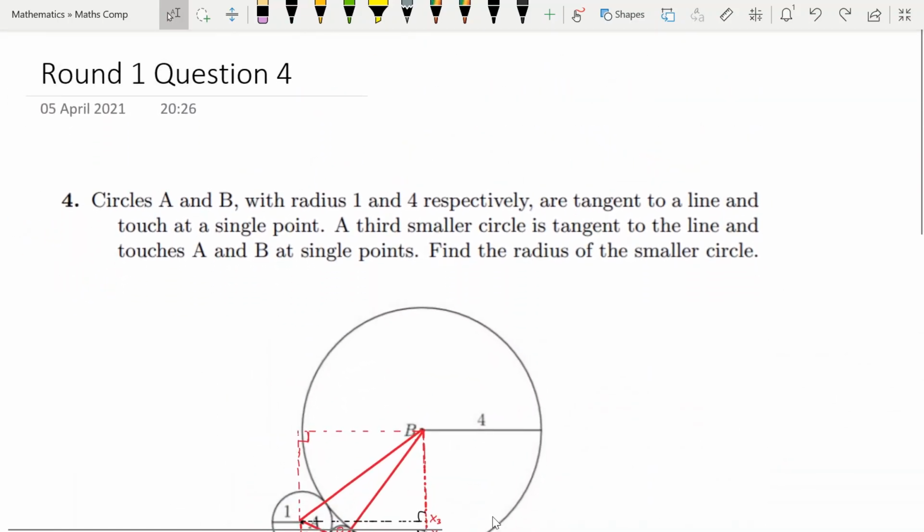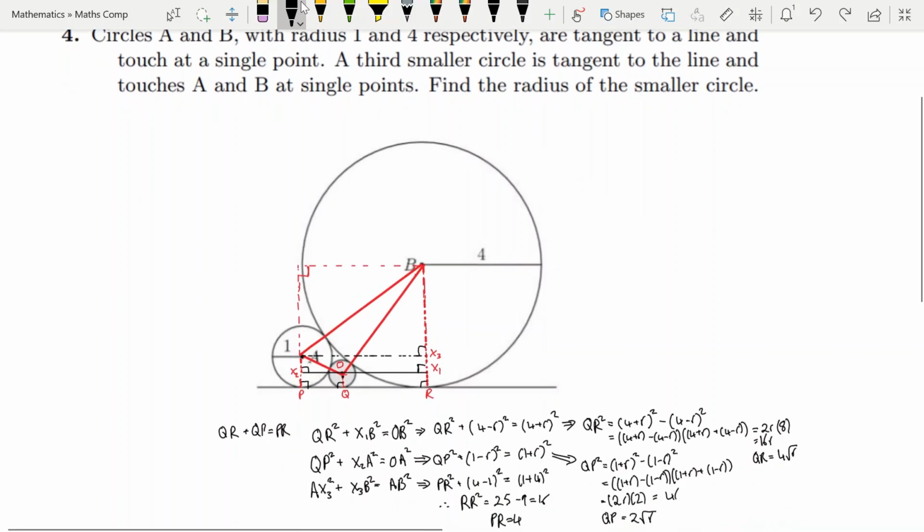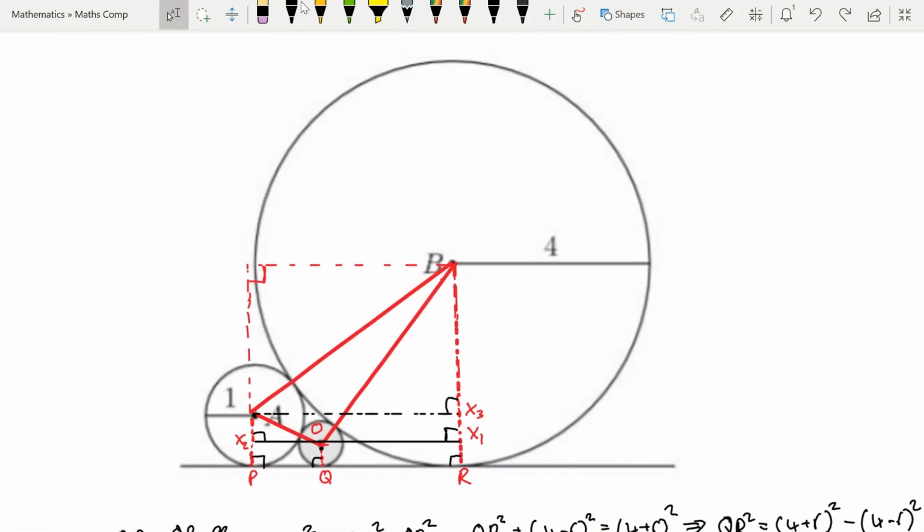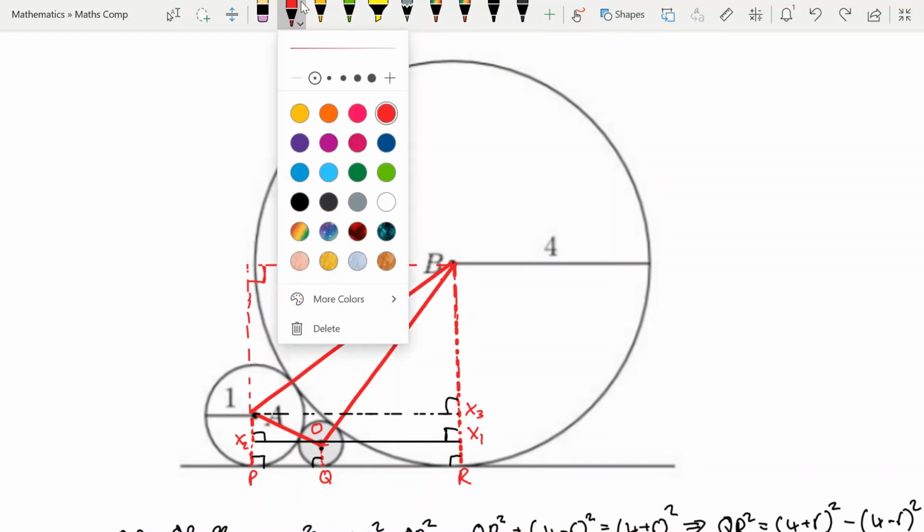Hi, so I'm going to be walking through question 4 of the first round of the Maths Olympiad Teams competition. This is quite a neat problem, and it's to do with circles and triangles. If you didn't get this question, then after seeing this diagram, it may become a bit more clear how you would go about getting this question now.